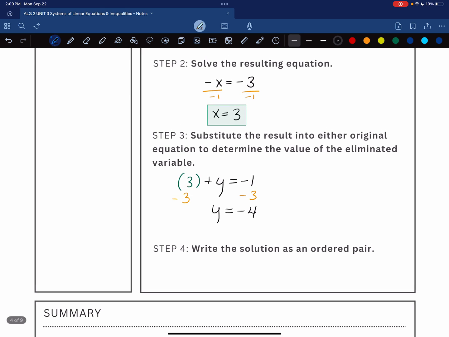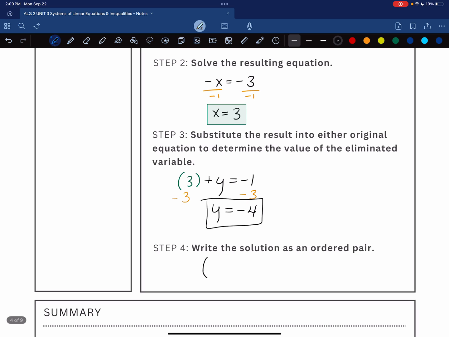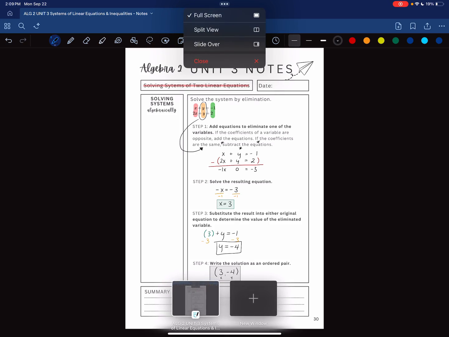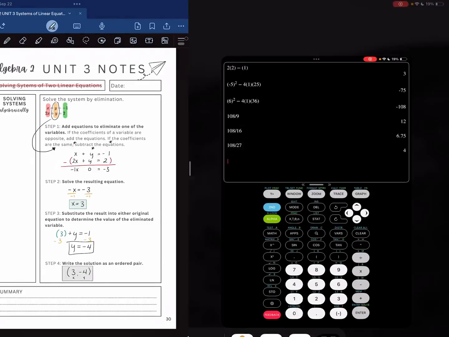We've got our x value, we've got our y value. So your solution is the ordered pair. X comes first, and then your y value. That is the point where these two lines, when graphed, would intersect one another. If you take that point and plug it into your original equation, it would make it true. Let me prove that to you.